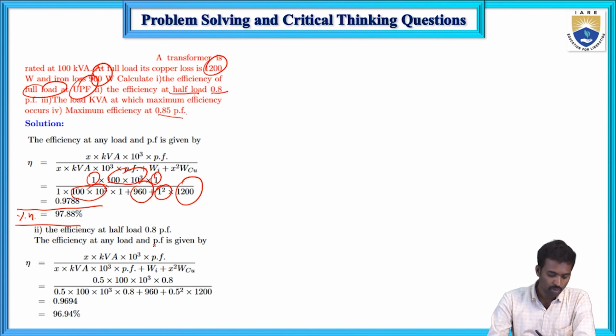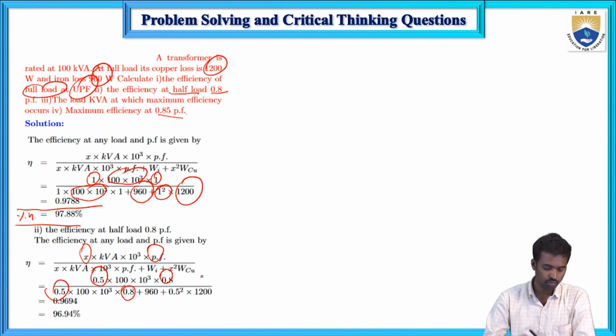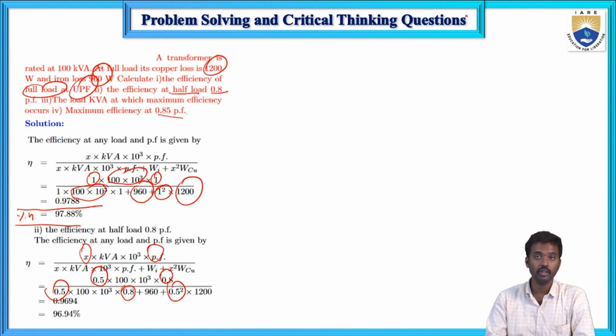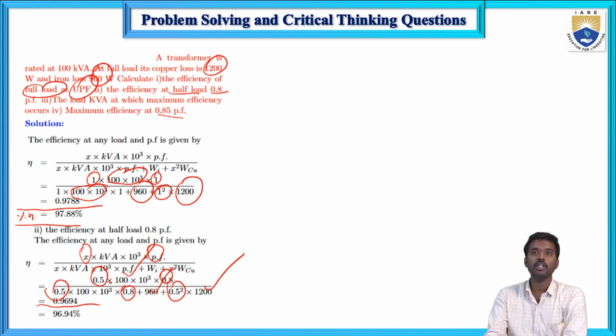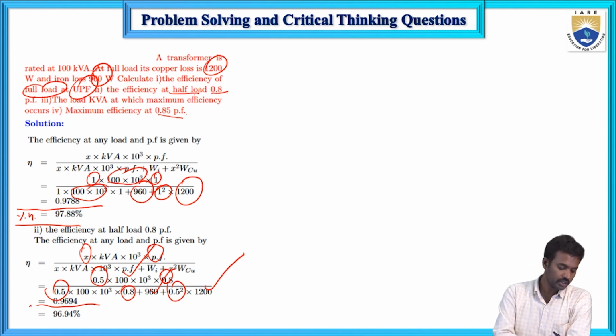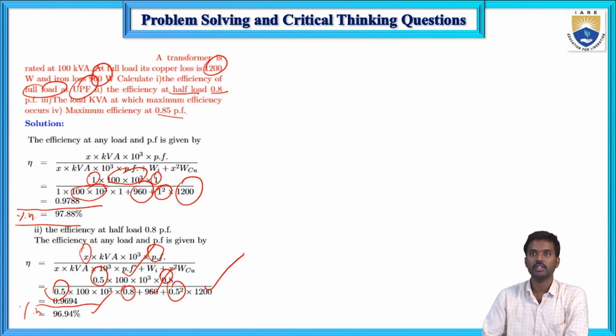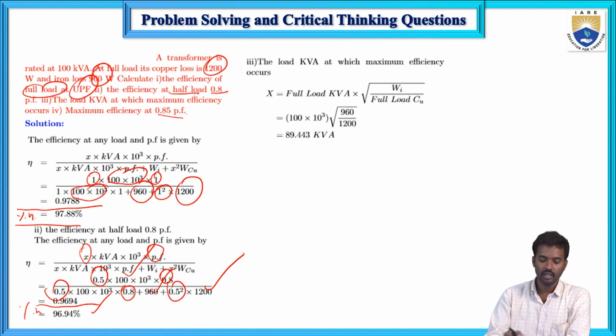Next, the second problem: this is for half load and power factor is 0.8. So here the power factor has changed and the x value has changed, 0.8 and this is the half load. Everything else remains the same: the kVA rating, iron losses and copper losses. Now if you simplify this one, the efficiency equals 0.9694 and the percentage efficiency equals 96.94 percent.